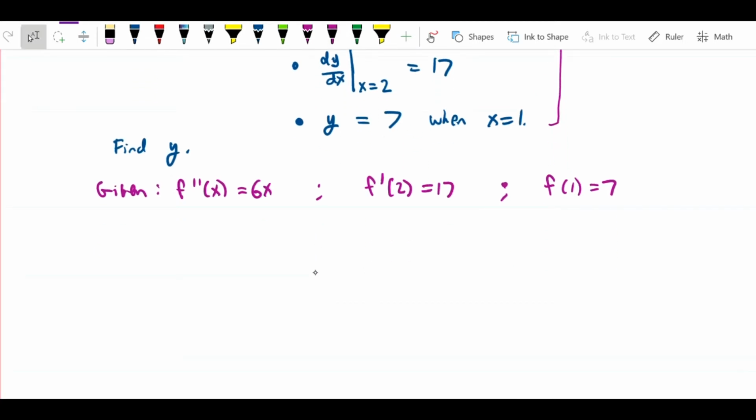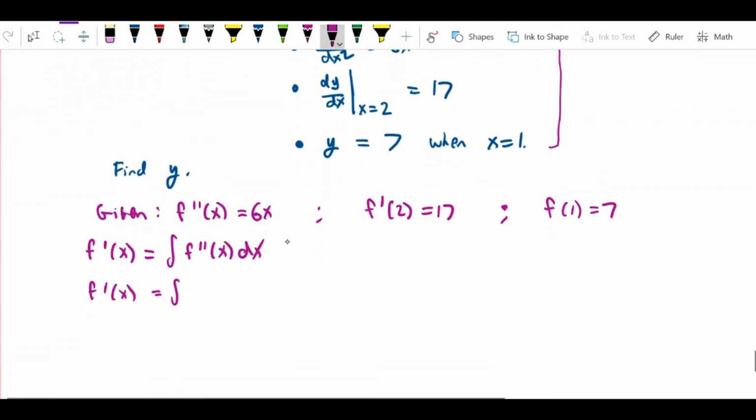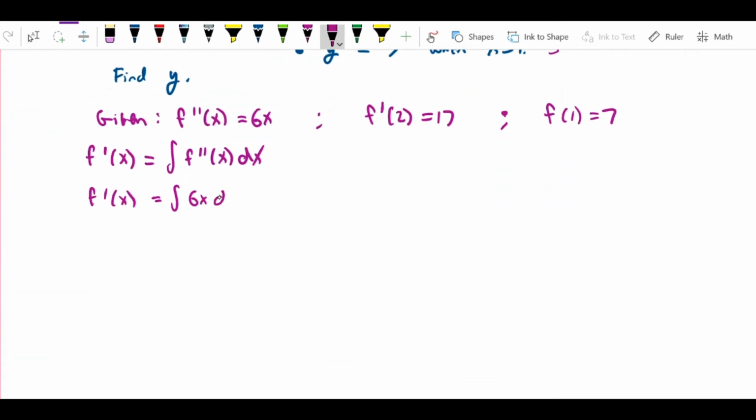So the first thing to observe is that f prime of x is equal to the indefinite integral of f double prime of x dx. This is simply restating the relationship. We know that f double prime is the derivative of f prime, therefore it makes sense to say that f prime is an antiderivative of f double prime. That's just the reverse of the relationship between them. So that means that f prime of x is equal to the indefinite integral of 6x, which equals 3x squared plus c.